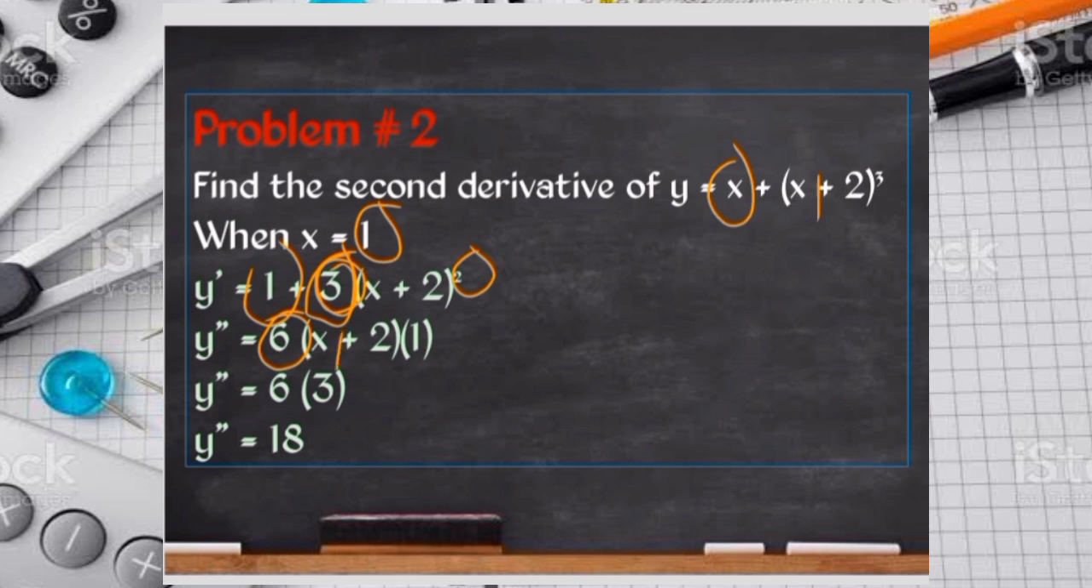Since x equals 1, 1 plus 2 is 3, times 1 equals 3. So, y double prime equals 6 times 3 equals 18. So, the second derivative of y equals (x plus 2) cubed is y double prime equals 18.